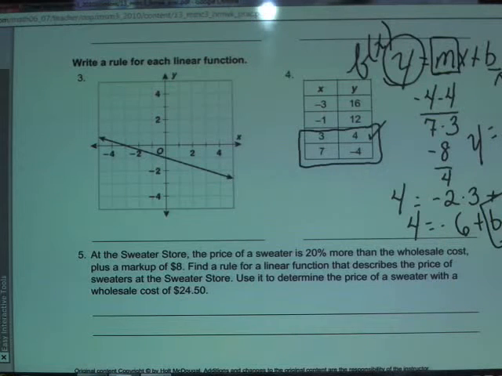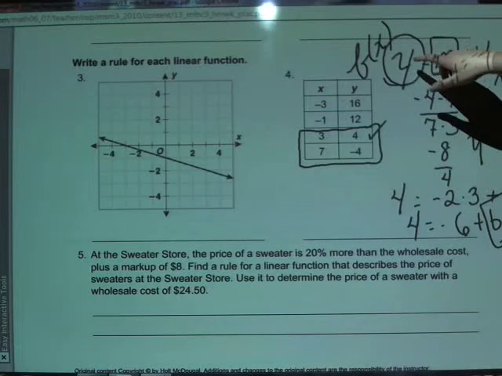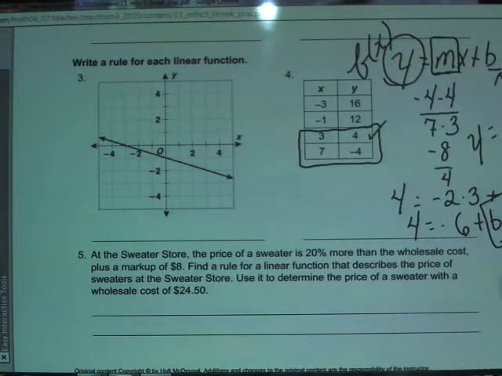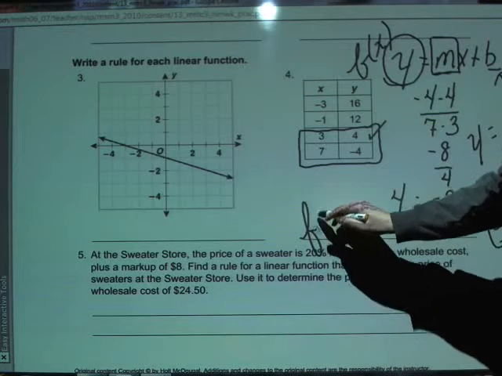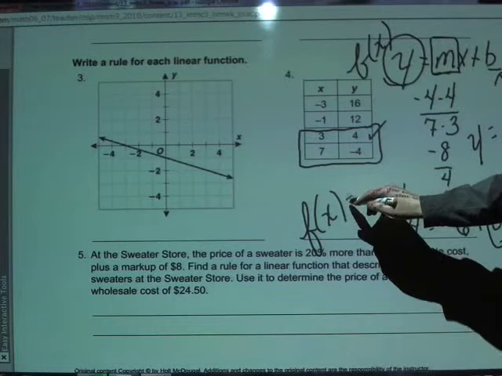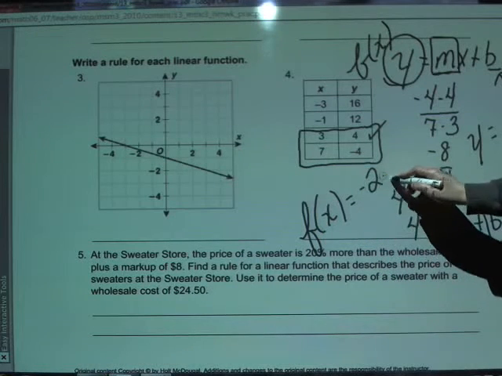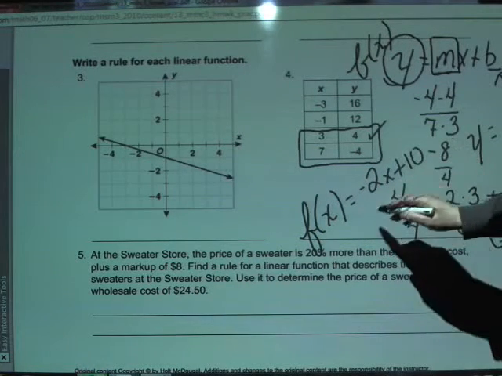Again, the only change that we're going to make from this slope-intercept form that you've seen over and over and over again is I'm going to change y into f of x. So if you want a final answer, what am I going to write on the line? I'm going to say f of x equals negative 2x plus 10.